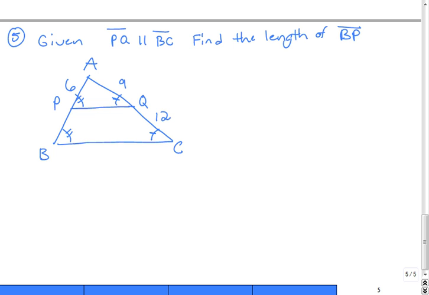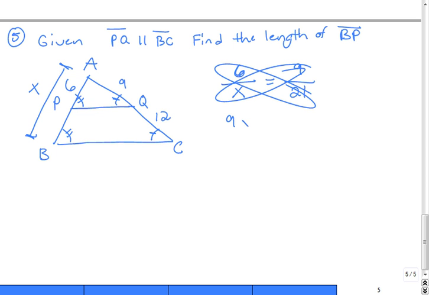So once again, I can set up a proportion. I'm going to say 6 over x, where x is this whole side, because I want to be clear that we're comparing the two similar triangles here. So this is x. And I'm going to say 9 over the whole side. The whole side is going to be 21. So once again, we cross multiply.